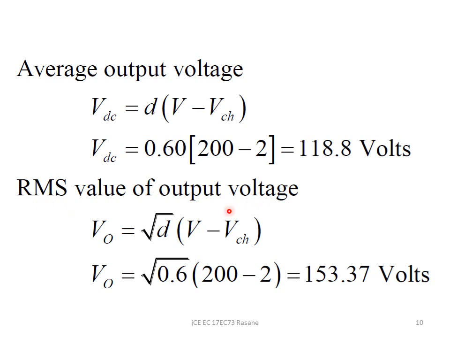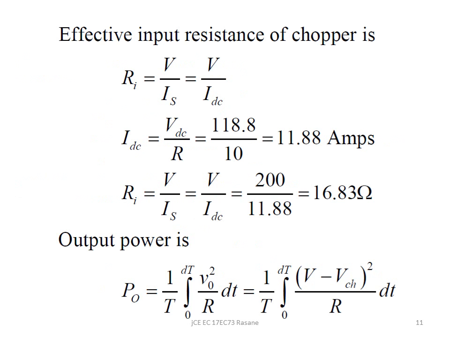RMS value of the output voltage is evaluated as root of D into V minus VCH. So root of 0.6 into 200 minus 2, so that V naught RMS value of the output will be 153.37 volts. Okay, so these two values we have got.